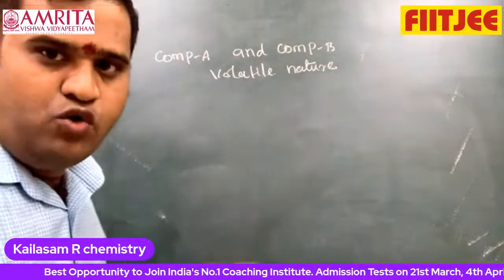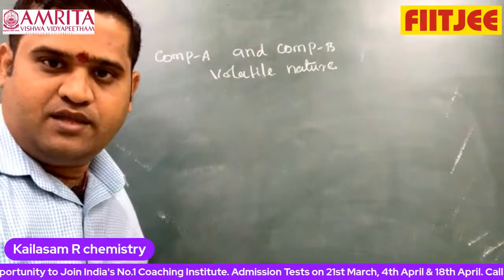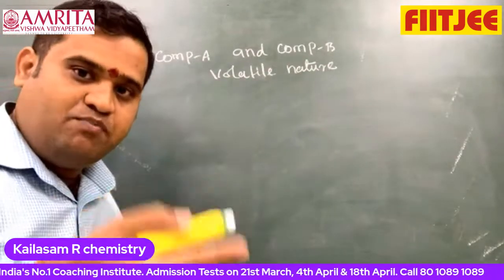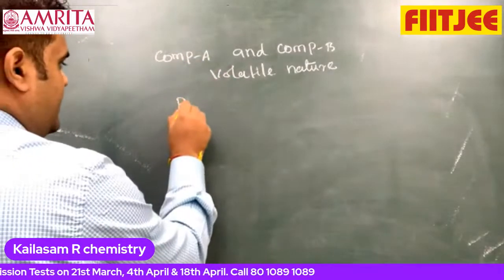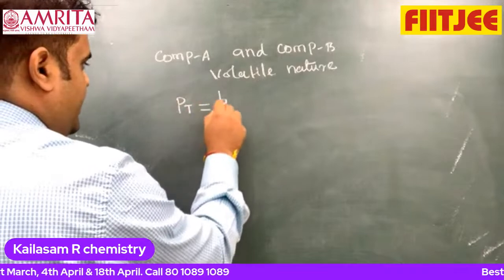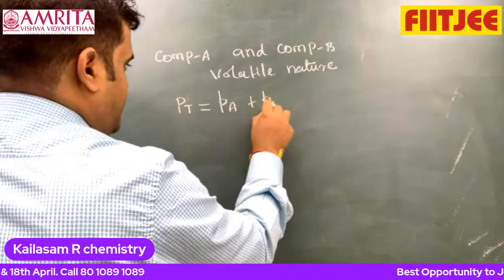Now how to find out what is its ideal solution? That means what is the total pressure? The sum of partial pressure of A plus partial pressure of B. Therefore I can write that PT is equal to PA plus PB.